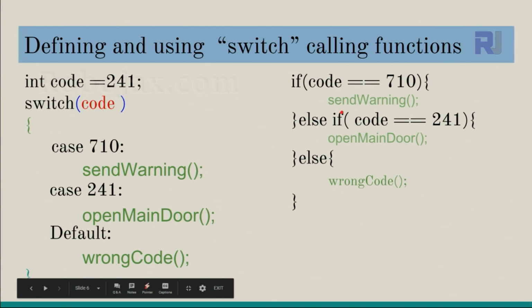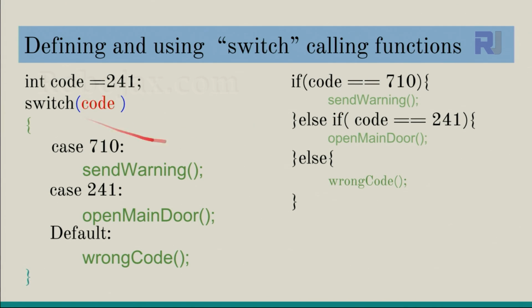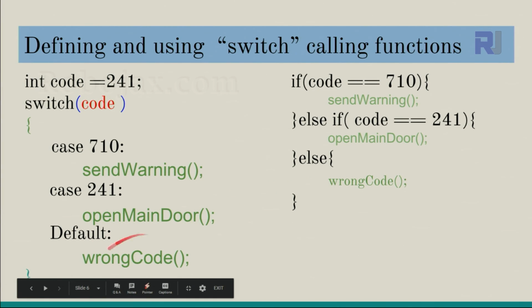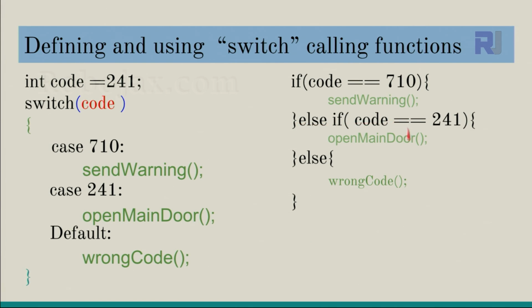And here is the equivalent of the switch with if code is equal 710, send warning. Else if the code is equal 241, then run this function, open main door, and default wrong code. Else means wrong code, so the code must be these two. Of course we can have else if, more else if. So if is important at the beginning and else is important at the end to make this work.